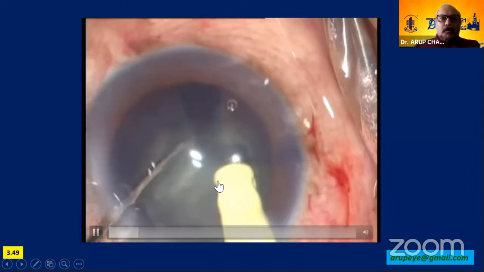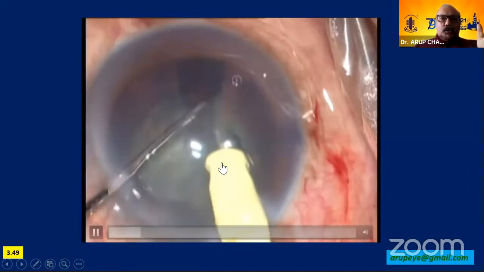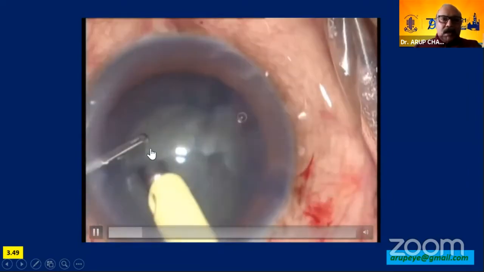And then I continue with the same maneuver. I just chop the nucleus. I'm going to get a large chunk of the nucleus.